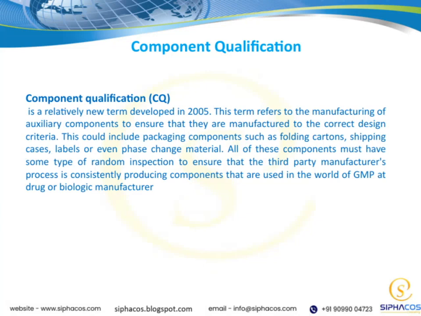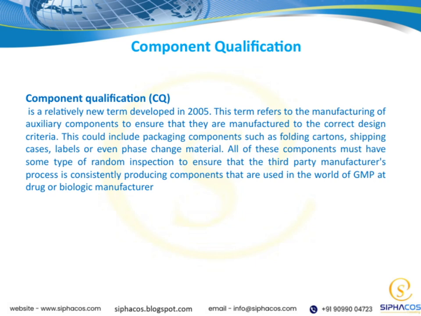Component qualification, or CQ, is a relatively new term that was developed back in 2005. It refers to the process of manufacturing auxiliary components to make sure they meet the correct design criteria. Now, these components can include things like packaging materials, think folding cartons, shipping cases, labels, or even phase change materials.